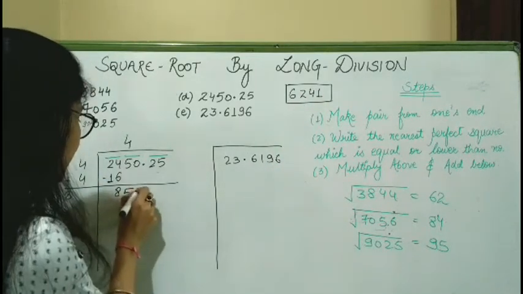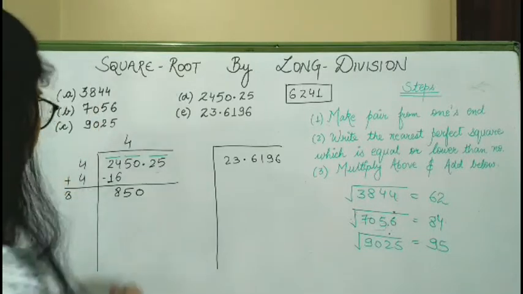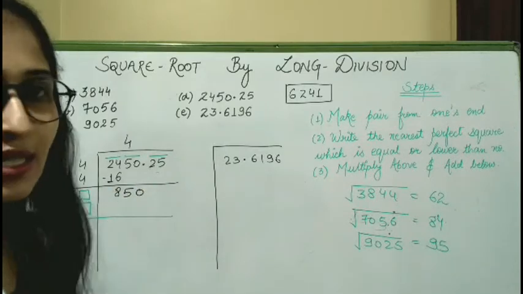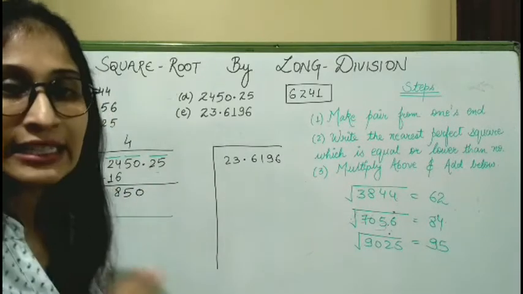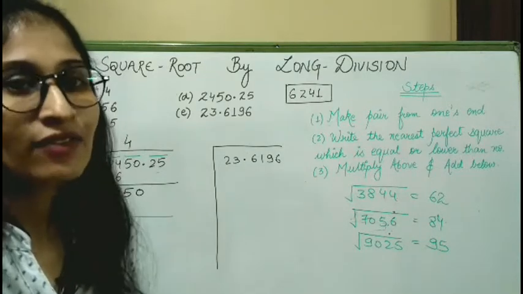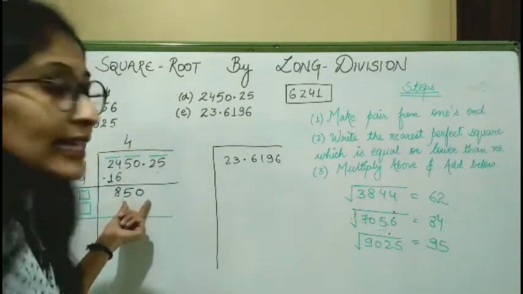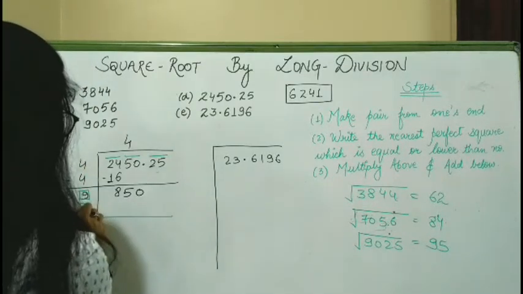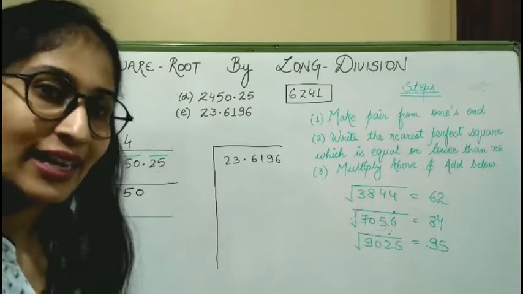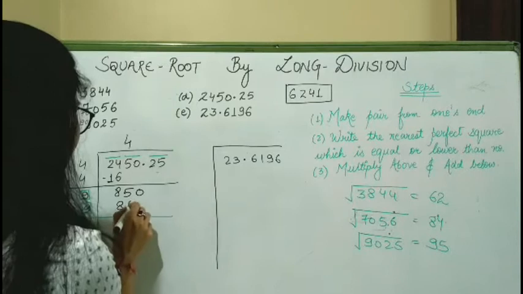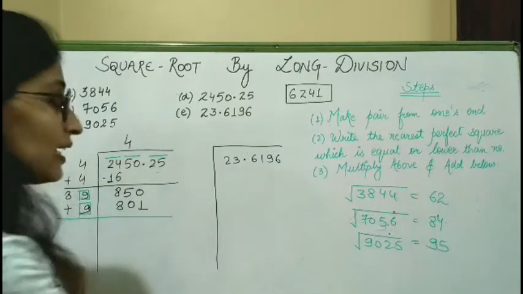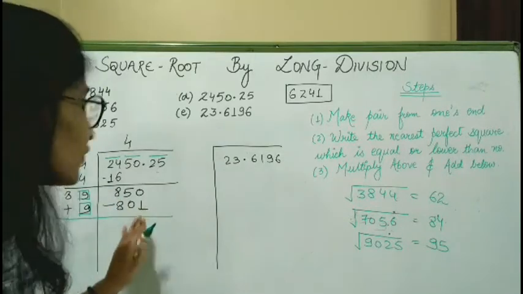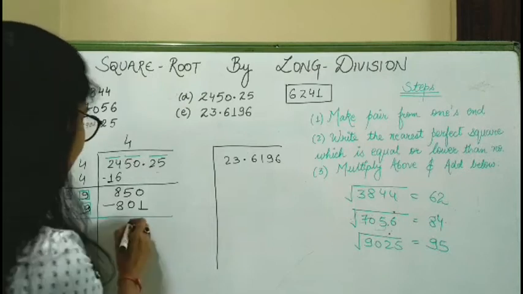Next pair is 50. Now I have to write a number here, the same numbers which we wrote in the two boxes. So 80 multiplied by 0. 80 tens will be 800, no? So it will be 89 into 9. So I am going to write 9 here. 89 multiplied by 9 will be 801. Add this side and subtract on the right hand side. 850 minus 801 will be 49.